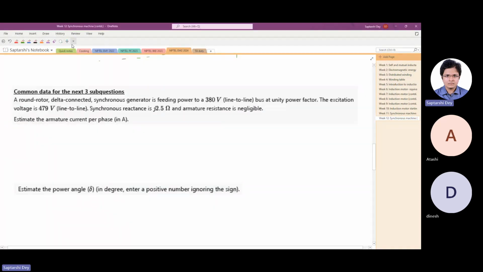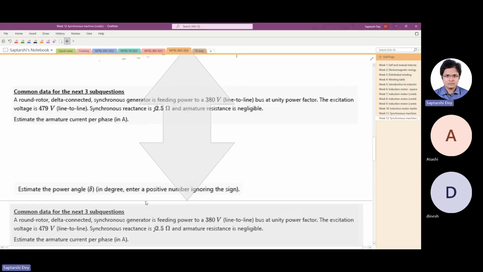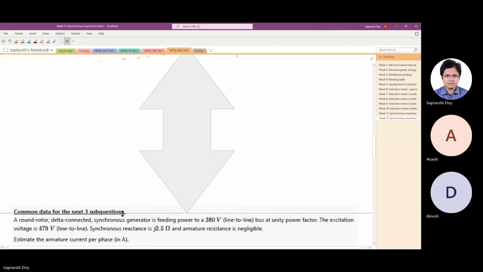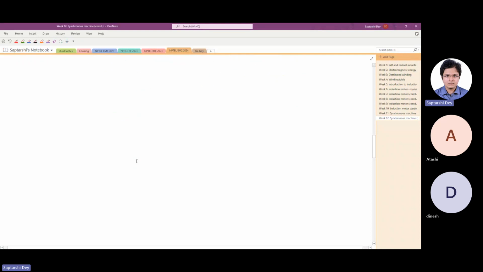So last day we discussed different types of synchronous machines. One of them was the cylindrical rotor synchronous machine, and the other one is the salient pole synchronous machine. All the problems that we had last day were based on cylindrical rotor, and today we have one problem on the salient pole.